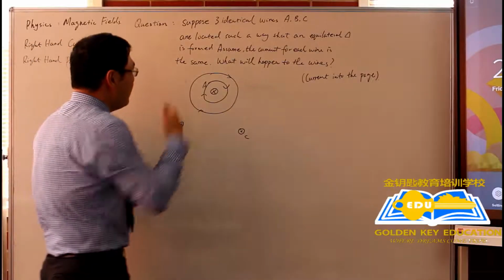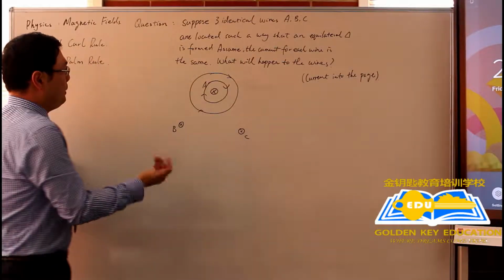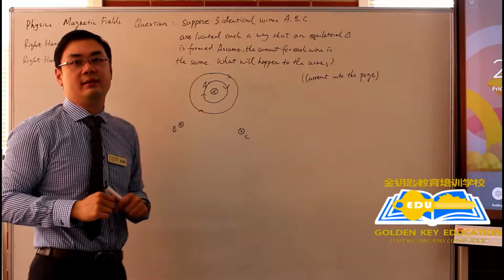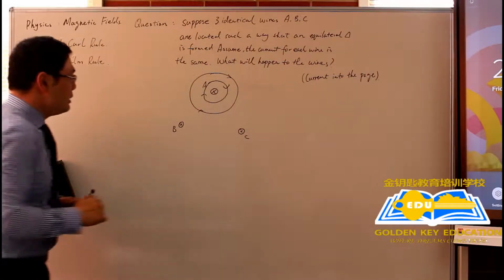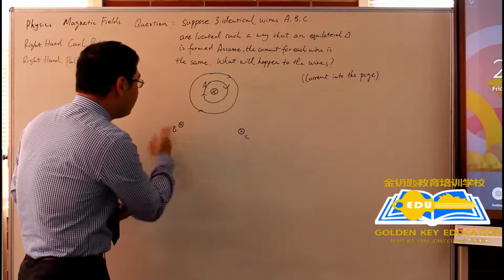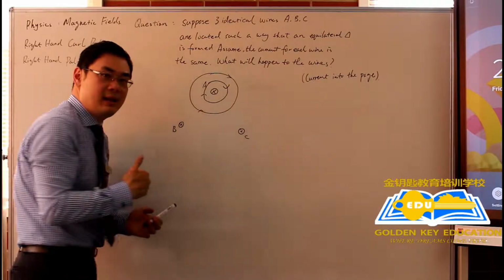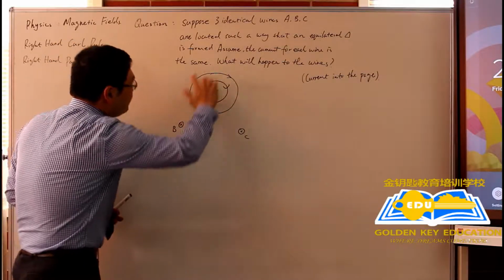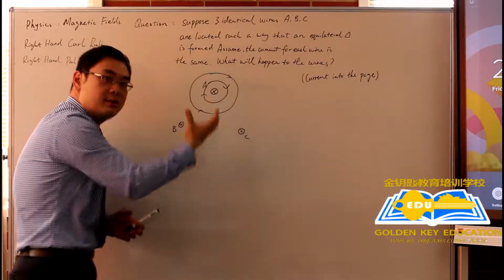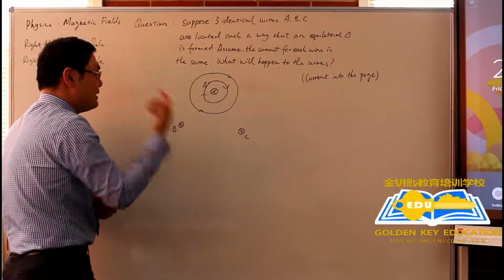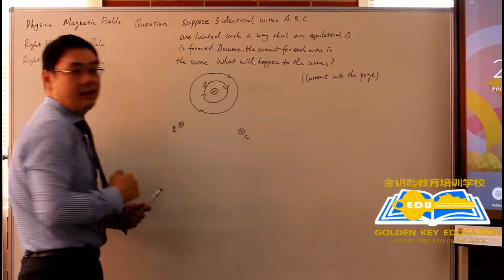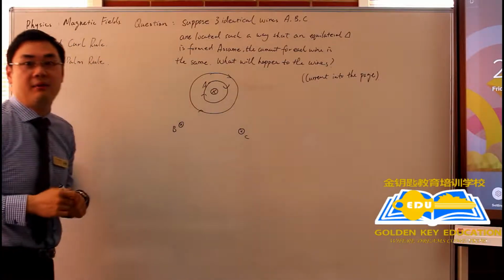Like I said previously, there will be no magnetic force acting on this wire from the field that's produced by itself. But because there's current in wires B and C, and because of the existing magnetic field produced by wire A, there will be a magnetic force exerted on wires B and C.